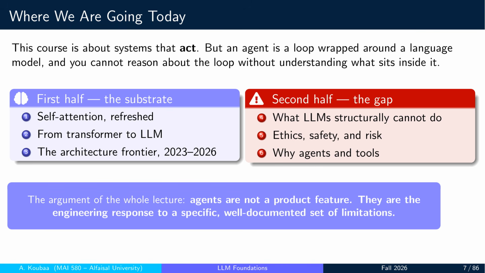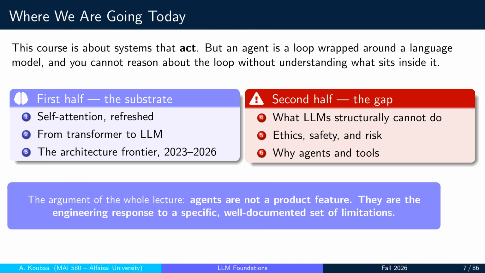So the lecture has 2 halves. The first half is the substrate. We open the model, self-attention refreshed, then how a transformer becomes a language model, and then the architecture frontier from 2023 to 2026. The second half is the gap. We ask what language models structurally cannot do, what that means for ethics, safety, and risk, and why agents and tools follow from it. The conclusion is printed at the bottom, and it is the thesis of the whole course.